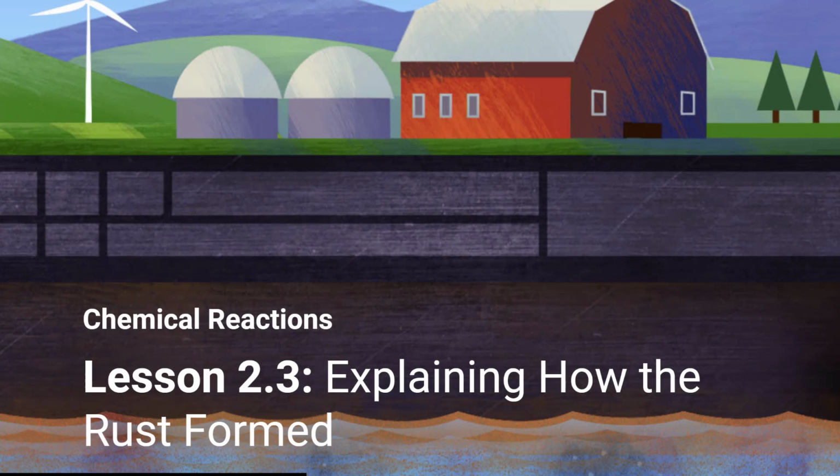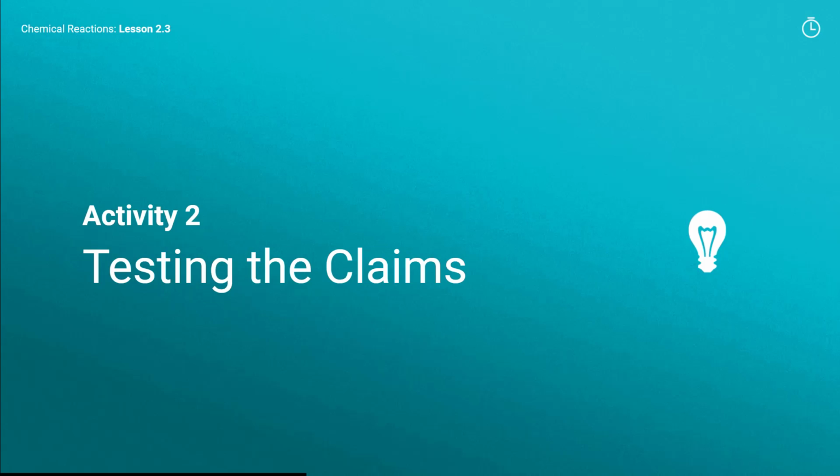Chemical Reactions Unit, Lesson 2.3, Explaining How the Rust Formed. Activity 2, Testing the Claims.